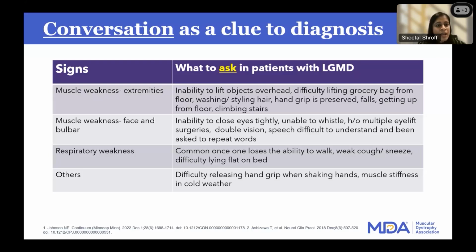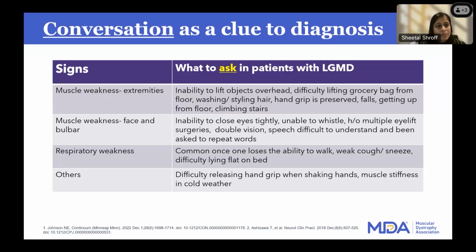And then, patients who have eyelid droop, they have a history of multiple eye lift surgeries, where they would have had eye lift surgery, and after 2 years their droop comes back, and then they go back again and have eye lift surgery. So that's again a clue towards the weakness of the muscles around the eye. Double vision, speech difficulty, where it's slurred, or when they're speaking on the phone, they've been asked to repeat the words or repeat the sentences numerous times. So these are some of the features of muscle weakness of the face and of the bulbar muscles. Respiratory weakness.